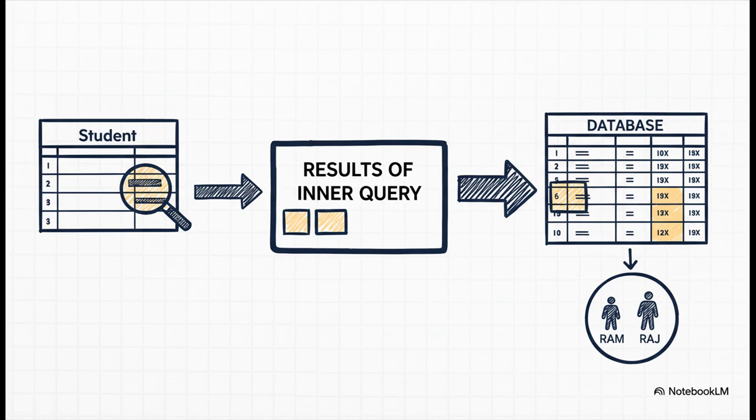And here's where it all comes together. That inner query, select roll no from student where section equals A, runs first. The database finds roll numbers 104 and 102. Then the outer query basically becomes select name, location, phone no from database where roll no in 104, 102. And just like that, it pulls up the details for Ram and Raj. It's like a 2-part dance, all in a single command.